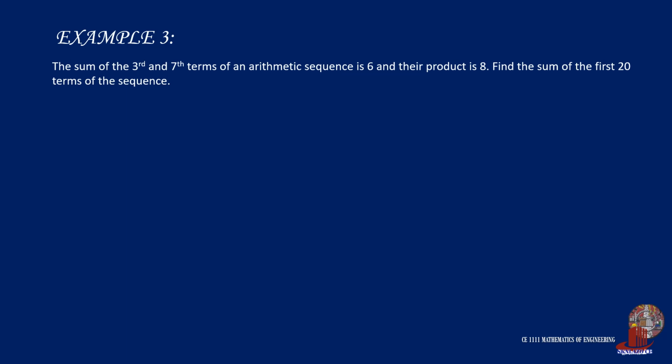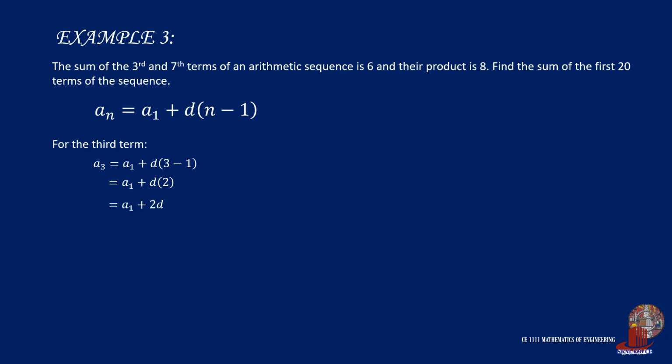To find common variables with the given terms, we use the explicit formula for both a sub 3 and a sub 7. For the third term, a sub 3 is equal to a sub 1 plus d multiplied by 3 less 1. Simplifying the numbers in the parentheses, we get a sub 1 plus 2d. The seventh term is processed similarly as a sub 1 plus d times 7 minus 1. Then a sub 7 is equal to a sub 1 plus 6d.